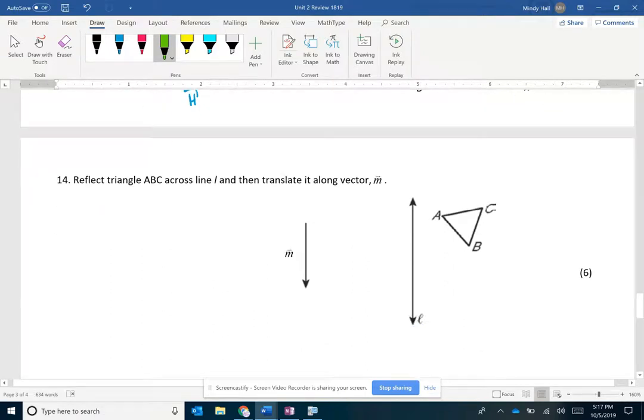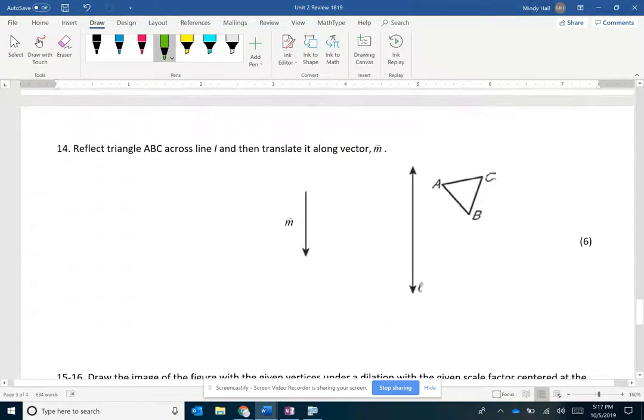But for number 14, we are going to do a reflection, and then we are going to translate it. So starting with the reflection, again, we're making that 90 degrees. So then it's about there.